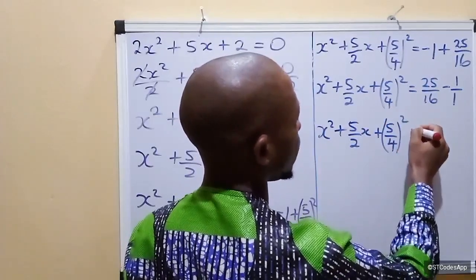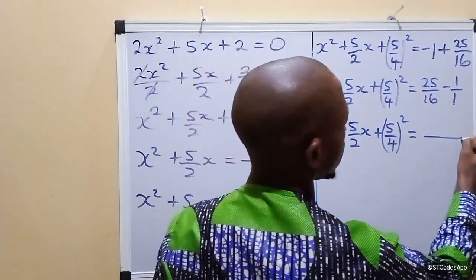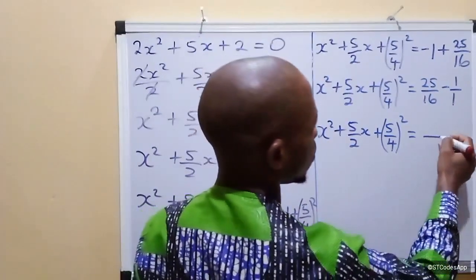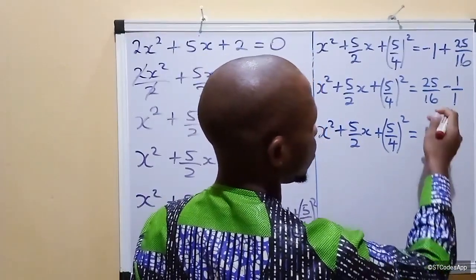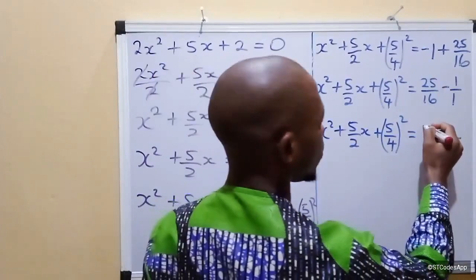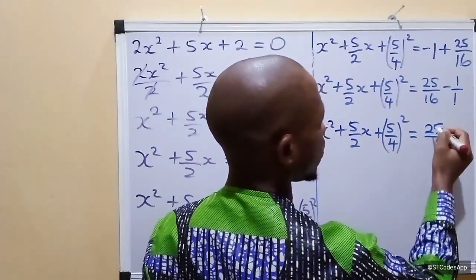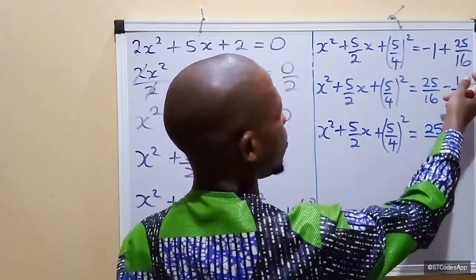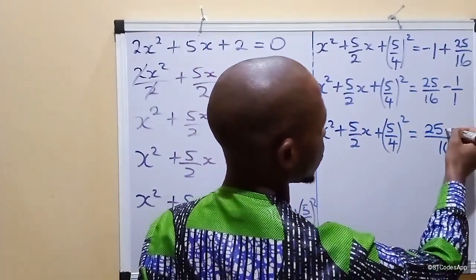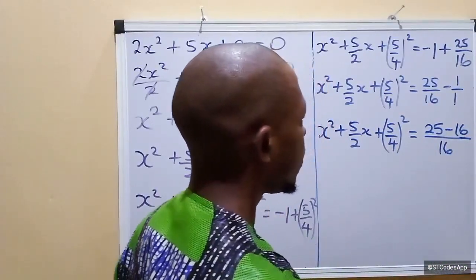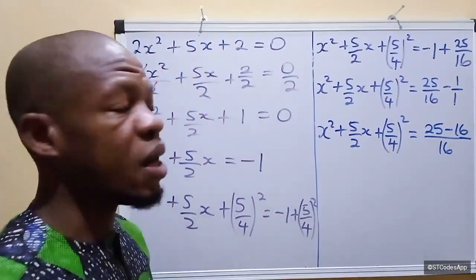all squared equal to, the LCM of 16 and 1 is 16. 16 into 16 is 1. 1 times 25 gives us 25. Now 1 divided by 16 is 16. 16 times the numerator 1 gives us 16. This is how to add or subtract fractions.